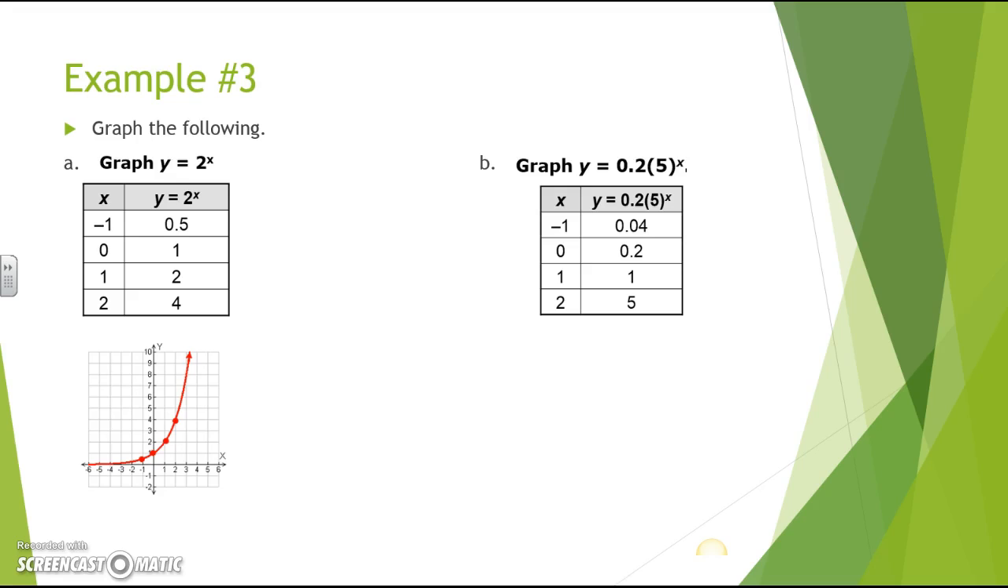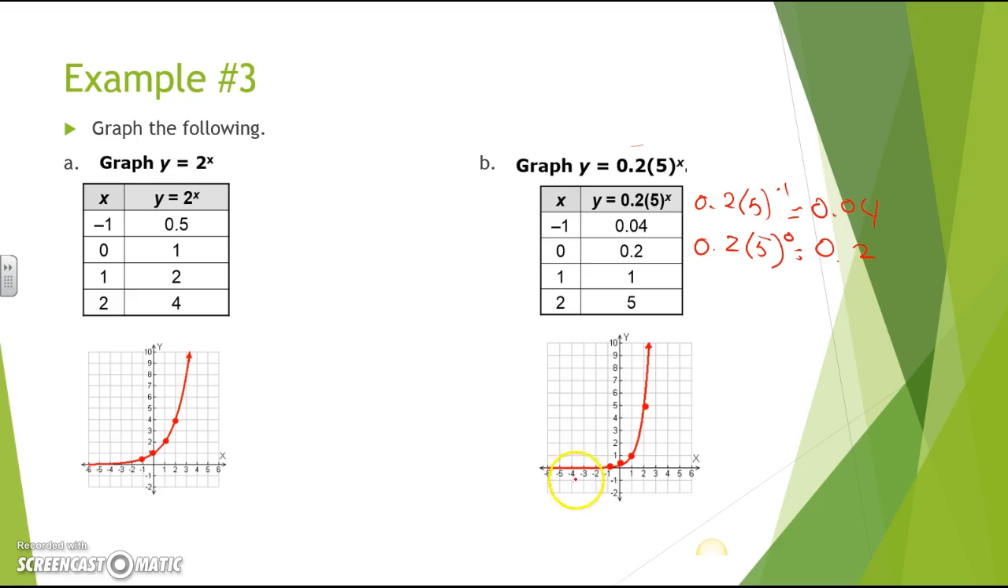Again, here we'll create a table. For my x values, I have -1, 0, 1, and 2. To get my y values, I just plug my x values into the equation. So it's 0.2 times 5 raised to the negative first power to get 0.04. 0.2 times 5 raised to the 0 power is going to give me 0.2. So notice they're just plugging your x into the equation to get y. Then we're going to graph this. Here's my exponential graph.